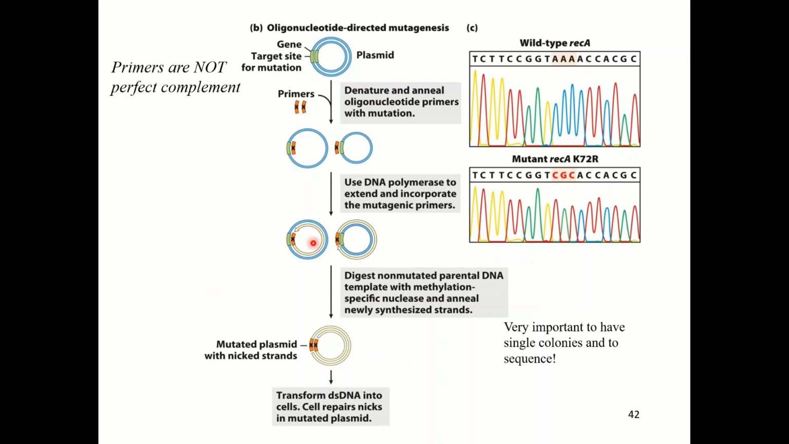How do you digest the non-mutated DNA? Well, most bacterial DNA is methylated, so you use restriction enzymes that cut methylated DNA. And if you do these steps multiple times, cycle these steps, you can make a lot of the mutated DNA. And that's the basis for PCR.